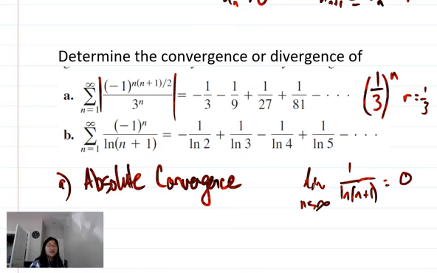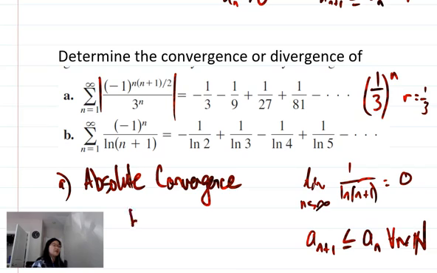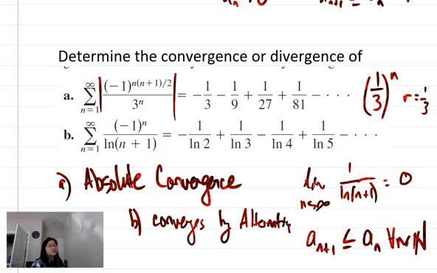And natural log is a monotonic increasing function, so its reciprocals are going to be monotonic decreasing. And so we have that our second condition, our a sub n plus 1, is less than or equal to a sub n for all our n's in our natural numbers. And so B is going to be, it converges by the alternating series test. What kind of convergence is it, though? Is it going to be conditionally convergent or absolutely convergent?